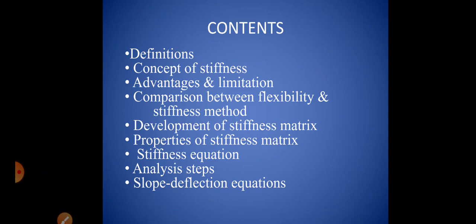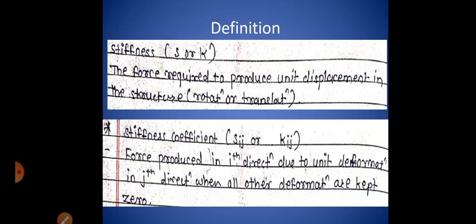Okay, so these will be the contents. Some definitions we have to see, then concept of stiffness, advantages and limitations of this method, comparison between flexibility and stiffness method, then derivation of stiffness matrix, properties of stiffness matrix, stiffness equation, then analysis steps for beams, and then we have to see what are the slope deflection equations. Now we'll go to definition part.